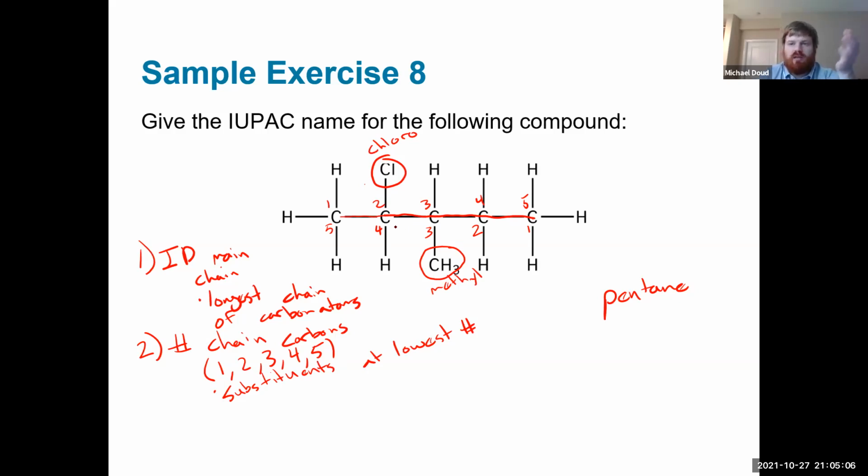Since we need the substituent to be at the lowest possible number, that means that we have to number it left to right, 1 to 5, like what we see up top here. That means that the 5, 4, 3, 2, 1 is no longer acceptable as a possible numbering scheme, and it has to be there. Okay, 3. So name substituents.